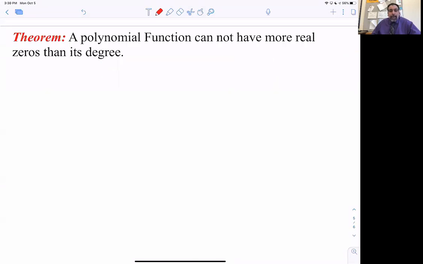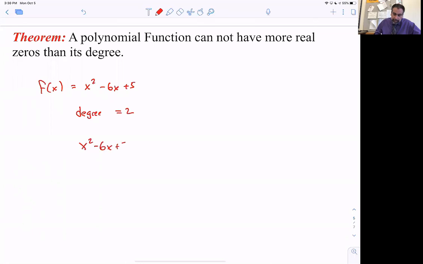The last thing we want to look at for today in this particular unit is the last theorem. It says a polynomial function cannot have more real zeros than its degree. What that means is if I have f of x equals x squared minus 6x plus 5, the degree here is 2. What that means is the most solutions we can have to this equation is 2 solutions. The maximum number of solutions to this equation is the same as the degree. Now you could have less. You could always have less than your degree, but you can't have more.